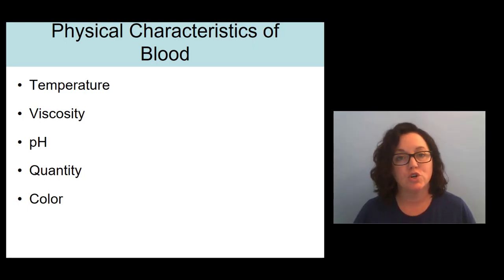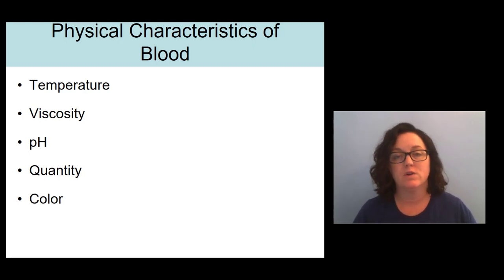All right, now let's take a look at the physical characteristics of blood. So temperature is actually kind of odd for blood because most people would be like, oh, it's the same as your body temperature, but it's not. It's actually a little bit higher. So a typical blood temperature is going to be around 100 degrees Fahrenheit as compared to a body temperature of 98.6.